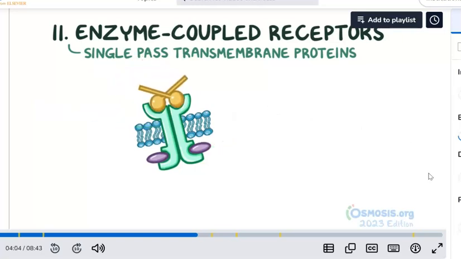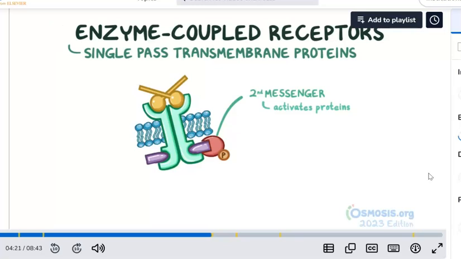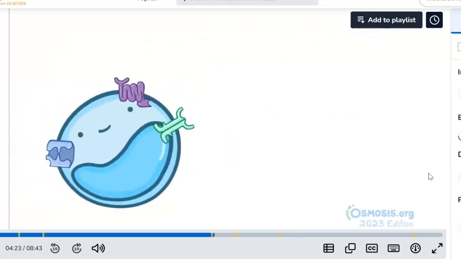When a ligand binds, it triggers a conformational change in the enzymatic domain to form high-affinity binding sites for the second messengers. These second messengers get phosphorylated by the tyrosine kinases before heading off to activate other proteins in the signal pathway. Alright, so every cell has a unique combination of many different types of receptors.